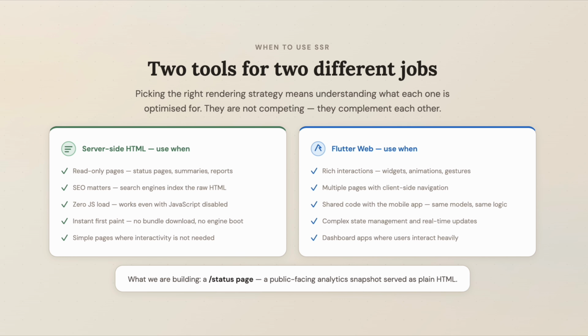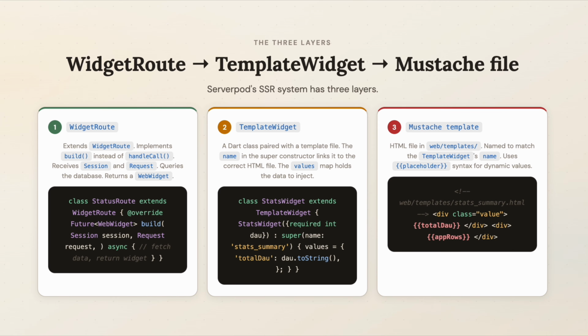Great. So Serverpod's server-side HTML system has 3 layers that work together. Let me explain each one before we start writing code, okay? The first layer is WidgetRoute. This is a special kind of route. Instead of returning a raw response like our regular routes do, it returns a web widget. You extend WidgetRoute and implement the build method. The build method receives the same session and request parameters you already know. So you have full database access and everything else that comes with a session.